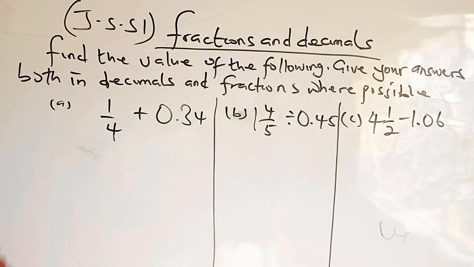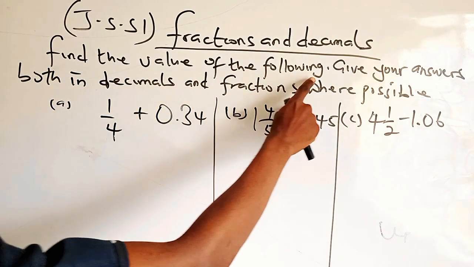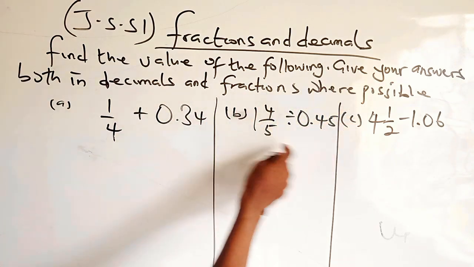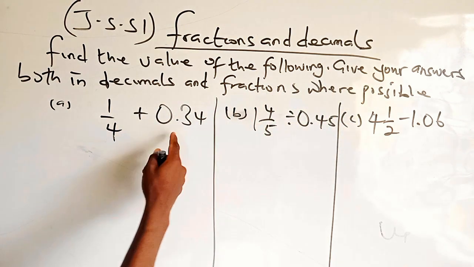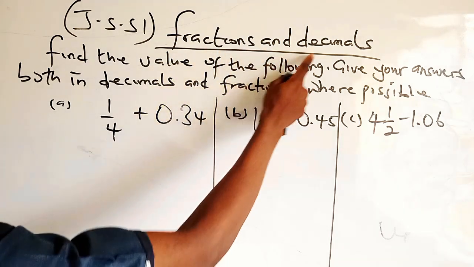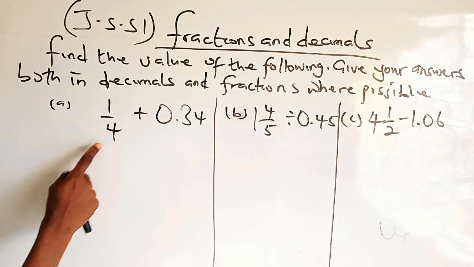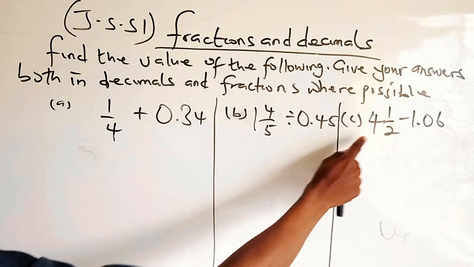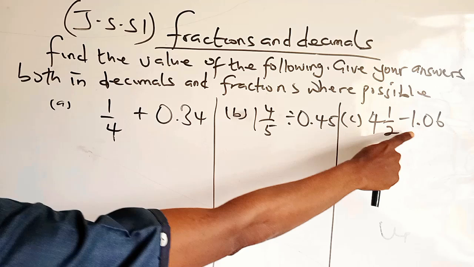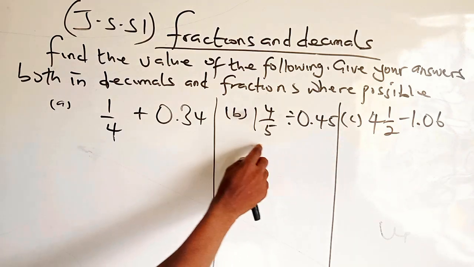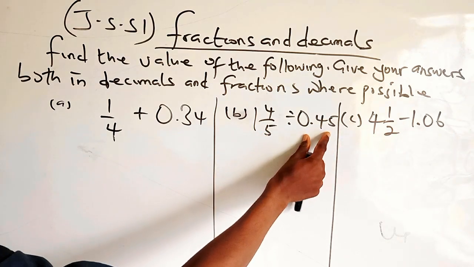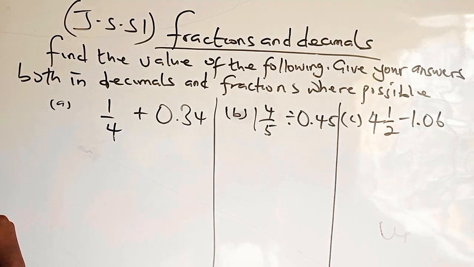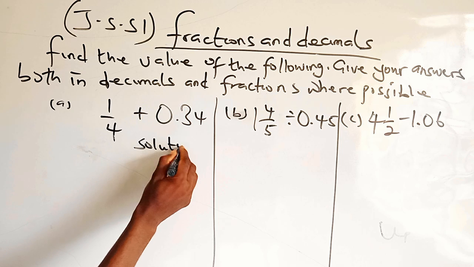Hi everyone. The question says find the value of the following, give your answers both in decimals and fraction where possible. Okay, so we are having questions involving fractions and decimals. When we look at the first one, we have a proper fraction, we have a decimal, we have a mixed fraction, we have a decimal number, we have a mixed fraction, and we are subtracting a decimal number from a mixed fraction. We are dividing this mixed fraction with a decimal number, and we are adding a decimal number to a fraction. So solution, how do we go about this?